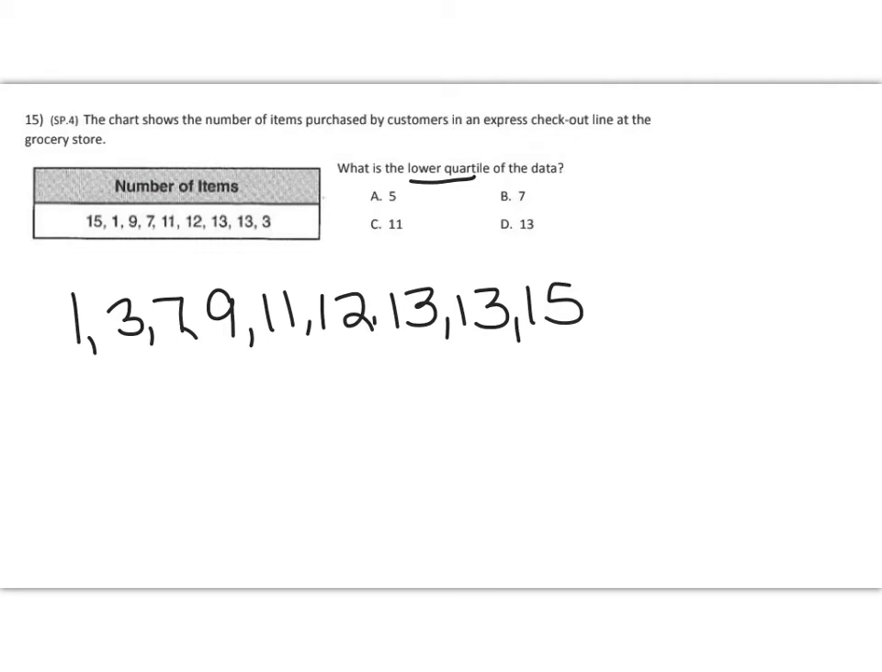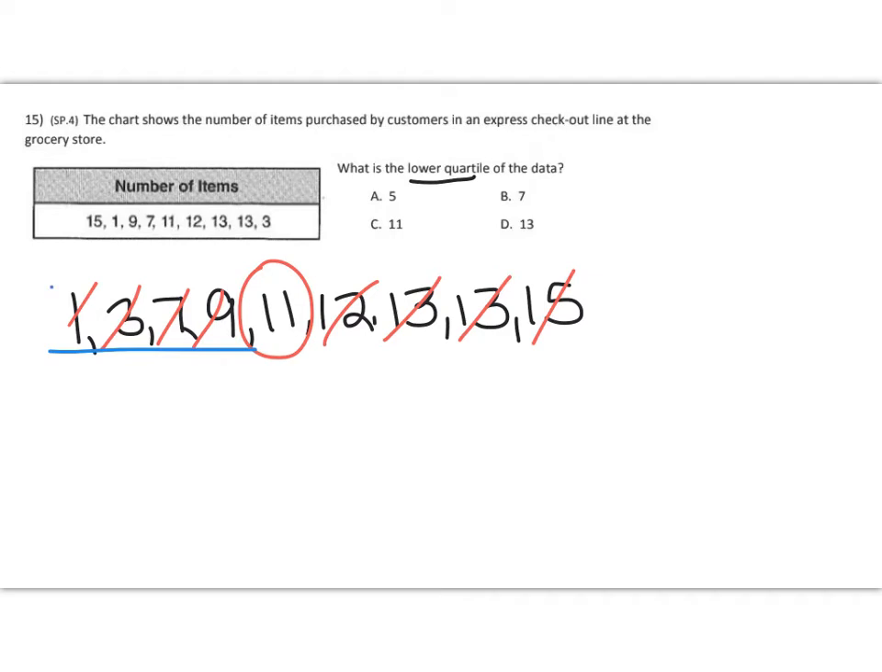So I'm going to do that since I know I have 9 data points. There's going to be 1 in the middle. So I'm going to cross off until I get to the middle. This is my median. My lower quartile is what I'm looking for. So I don't even really need to do my upper quartile. I just need to do my lower quartile.